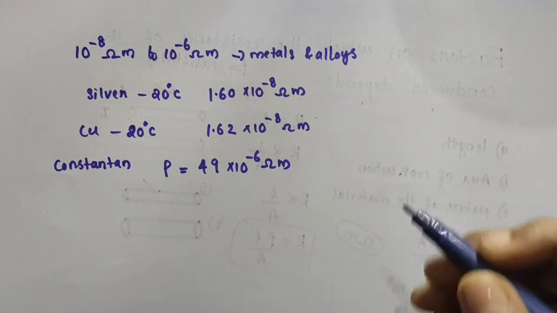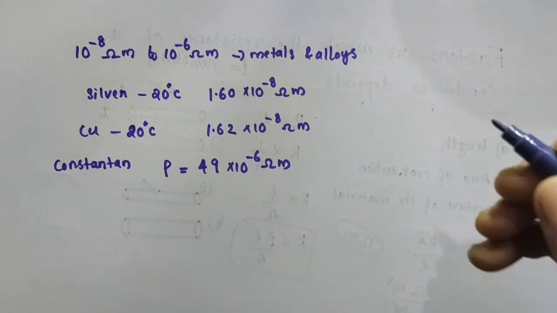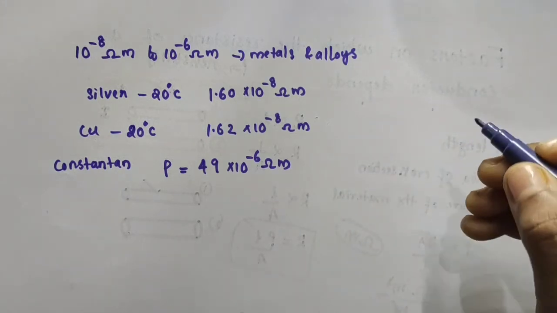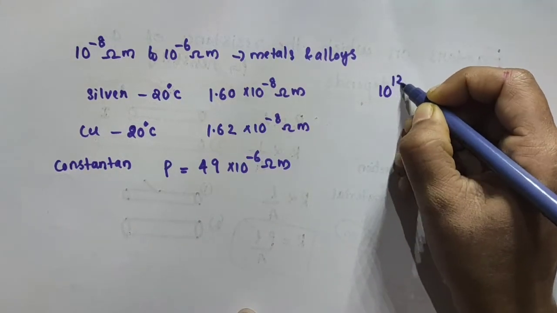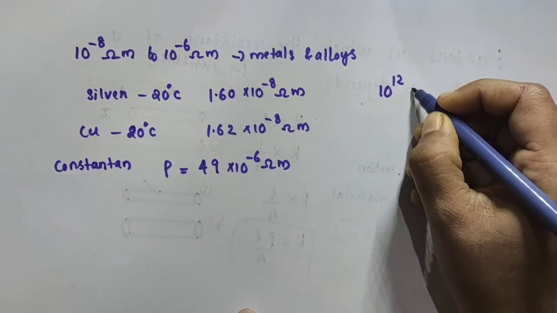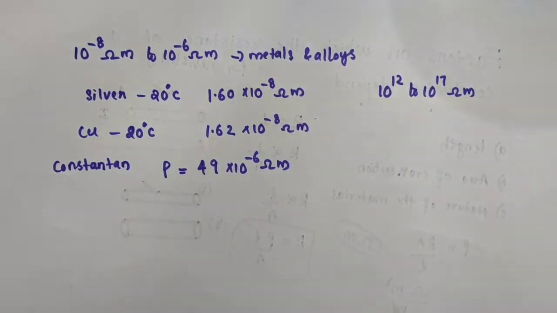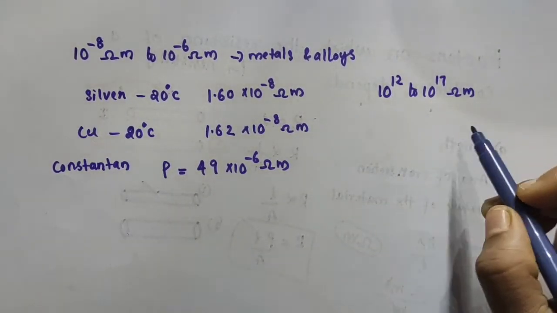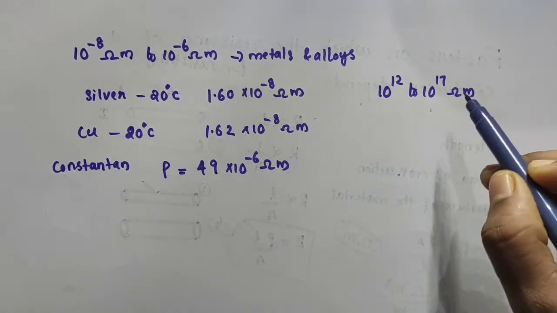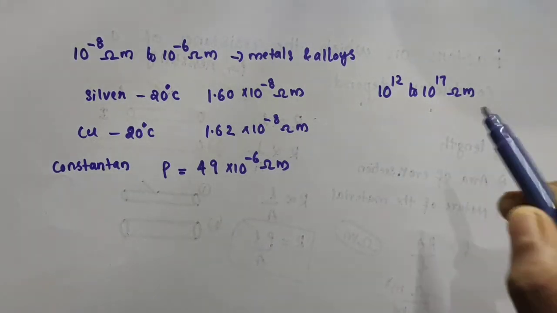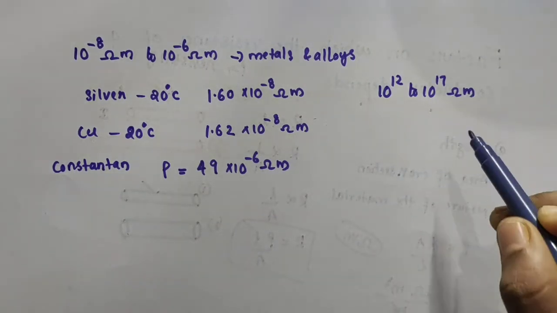Insulators like rubber and glass have resistivity of the order of 10 raised to 12, a positive power, to 10 raised to 17 ohm meter. That is, insulators have very high resistivity values, so they won't conduct electricity easily through them.